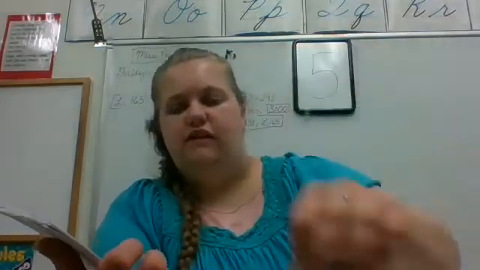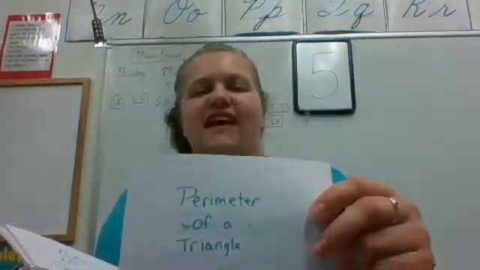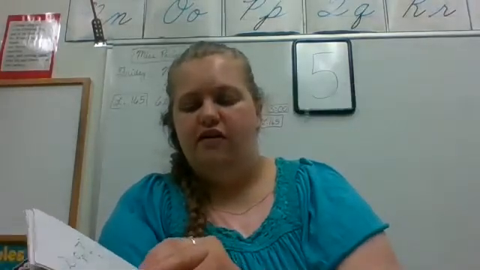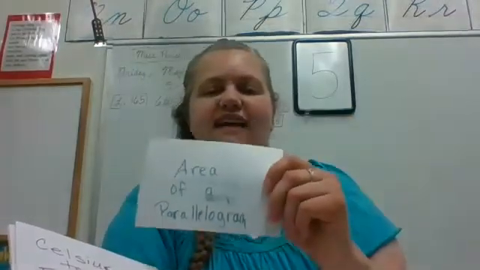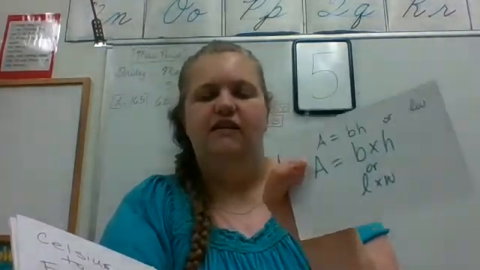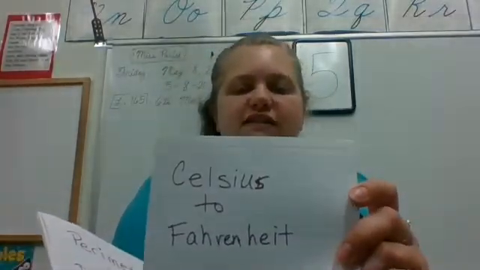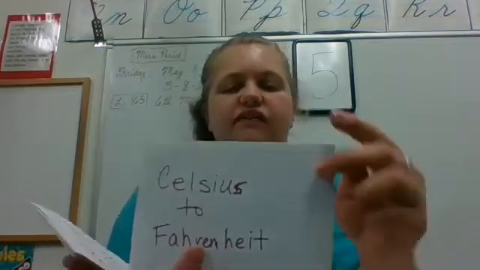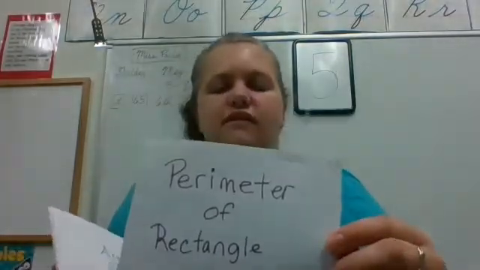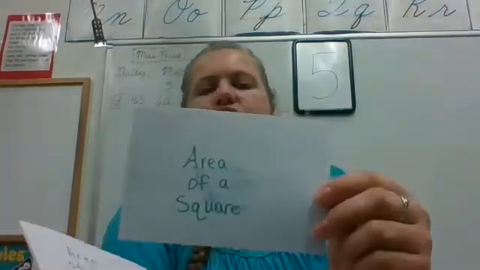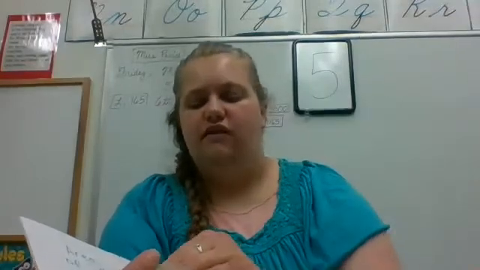All right. Perimeter of a triangle. P equals A plus B plus C. Area of a parallelogram. A equals B times H, base times height, or L times W. Celsius to Fahrenheit. F equals 9/5 C plus 32. All right. Perimeter of a rectangle. P equals 2 times L plus 2 times W. Area of a square. A equals side times side or side squared.